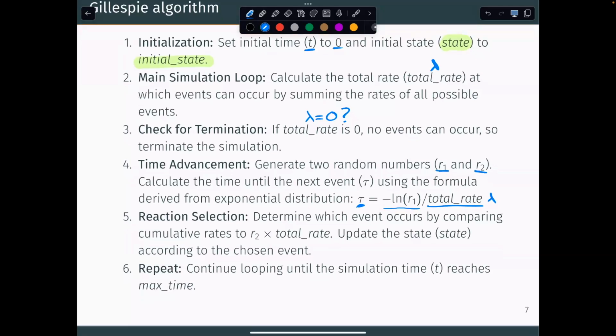We then use this second random number. We multiply the second random number, R2 here, by the total rate, which in our case is lambda.